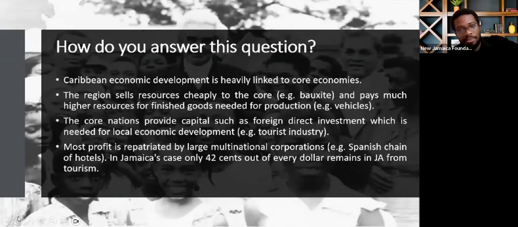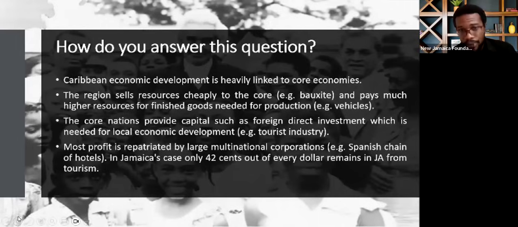So this is an overview. Caribbean economic development is heavily linked to core economies, rich countries. The region sells resources cheaply to the core, for example bauxite, and pays much higher prices for finished goods needed, for example motor vehicles. Core nations provide capital, such as foreign direct investment, which is needed for local economies to develop, for example the tourist industry. Most profit is repatriated by large multinational corporations, for example the large hotels owned by Spanish companies.